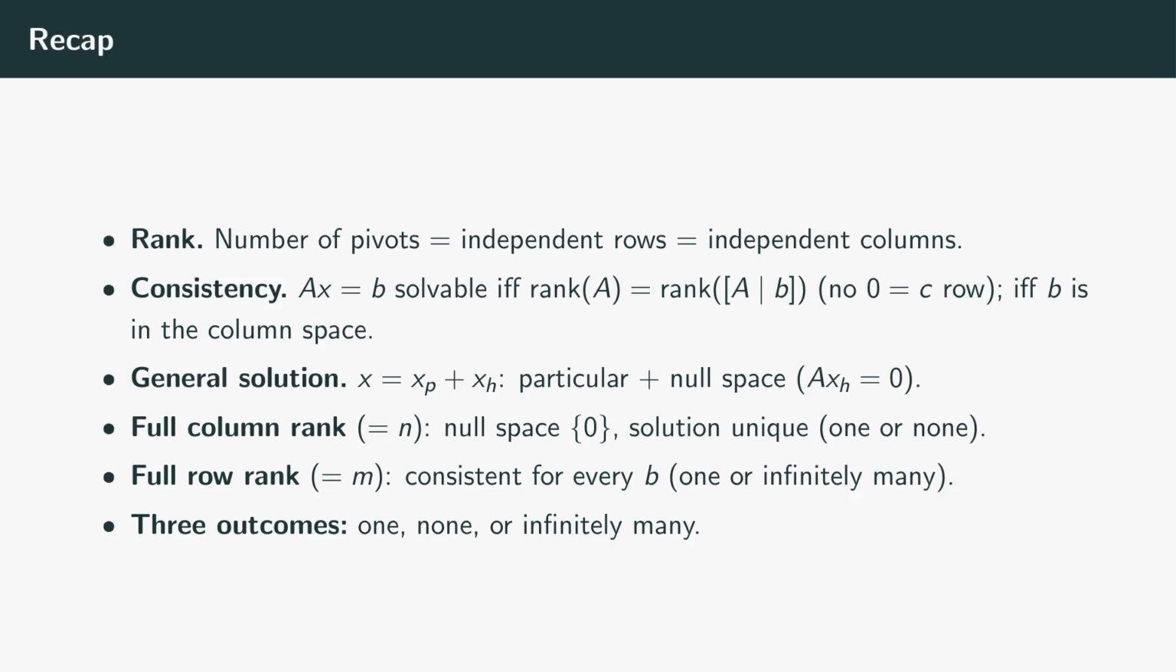Full column rank, rank equal to the number of columns, kills the null space down to just 0 and forces uniqueness, so the outcome is one solution or none. Full row rank, rank equal to the number of rows, guarantees consistency for every right-hand side, so the outcome is one solution or infinitely many. Together, every linear system lands in exactly one of three outcomes: one, none, or infinitely many. Next episode, for square matrices, a single number, the determinant, detects full rank at a glance.